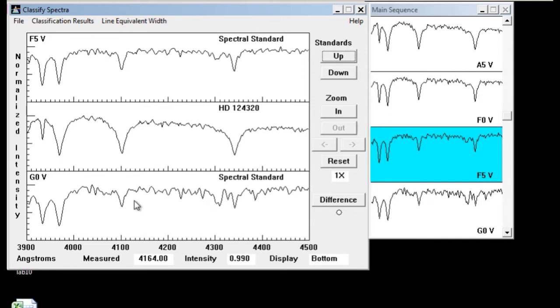So we know that our lambda max is 4164 angstroms. Put that into Wien's law, which is given on page 9, and solve for T, and you should get an answer for the temperature of that star.